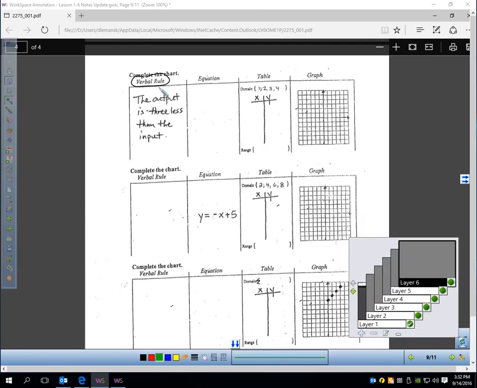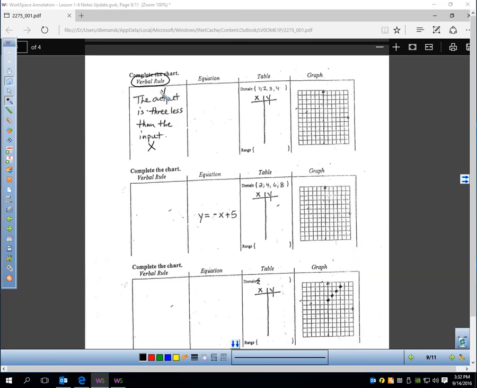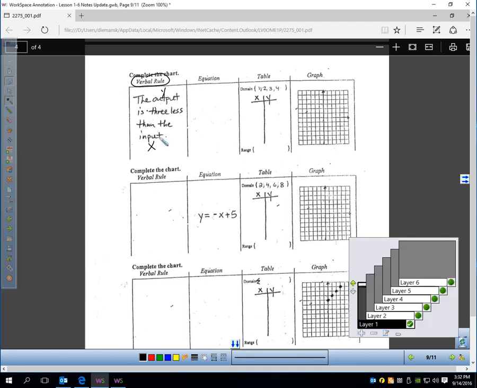Here's an example. Here's my verbal rule. The output is 3 less than the input. Now remember, the output is the y's, and the input is the x's. Now I want you to notice, for a verbal rule, we always use the terms output and input. You would never say y and x. So this is saying y is 3 less than, which means take away 3, 3 less than x. There's my equation for the verbal rule.